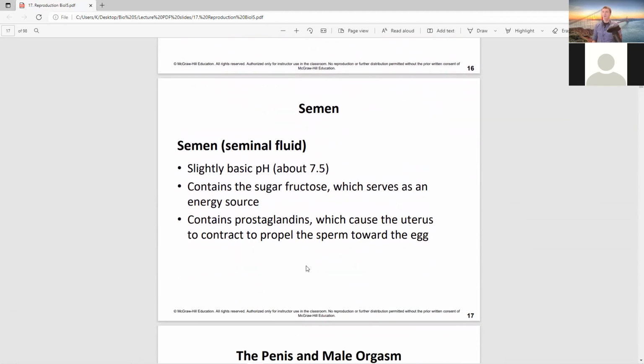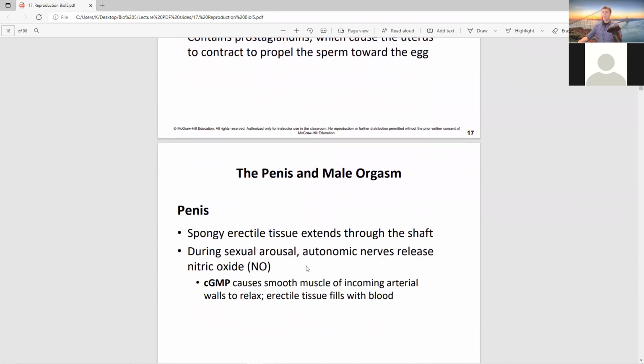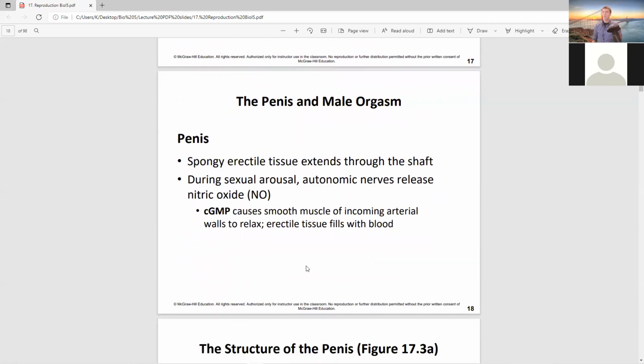So seminal fluid is slightly basic, pH about 7.5, contains the sugar fructose, which serves as an energy source, and contains prostaglandins, which cause the uterus to contract to propel the sperm toward the egg. So the penis is a spongy erectile tissue that extends through the shaft, and during sexual arousal, autonomic nerves release nitric oxide, and then cyclic GMP causes smooth muscle of incoming arterial walls to relax, and erectile tissues fill with blood.